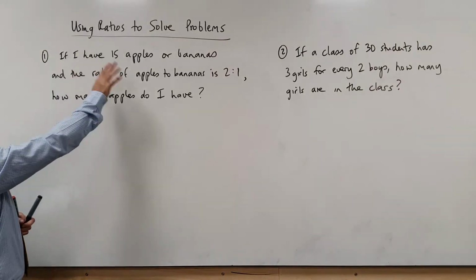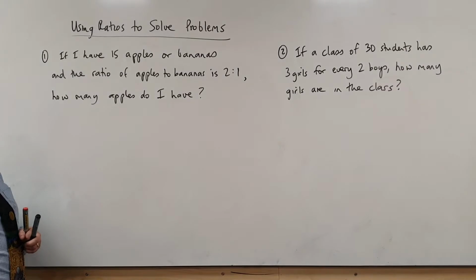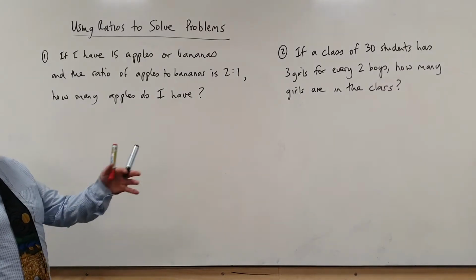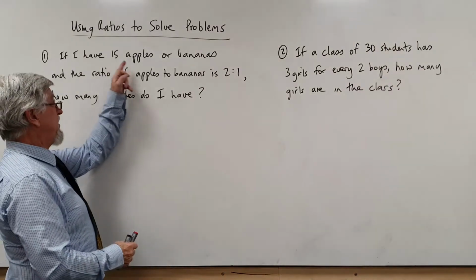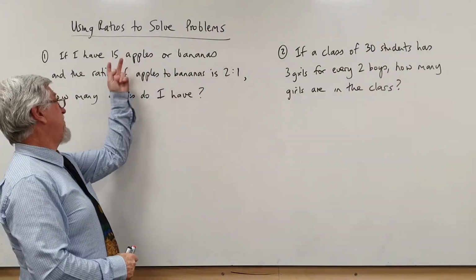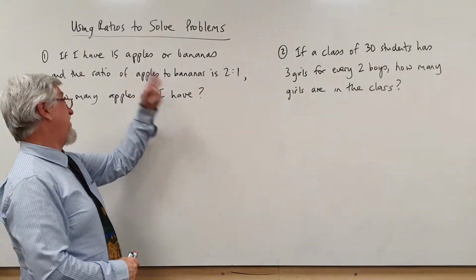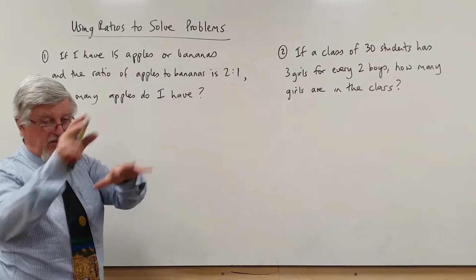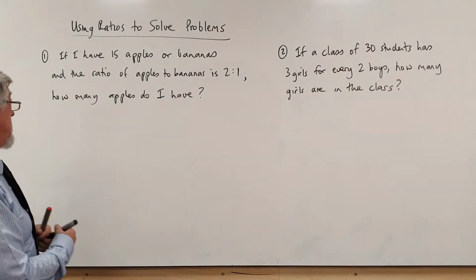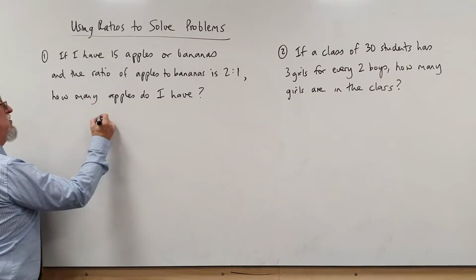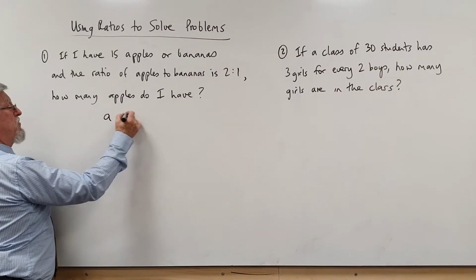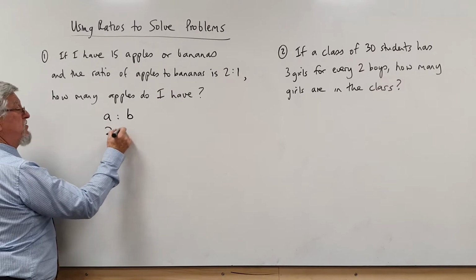If I have 15 apples or bananas, so I've got no oranges, I've got nothing else, I've just got apples or bananas. So I could have 14 apples and 1 banana, or I could have 13 apples and 2 bananas. I could have 2 apples and 13 bananas. You could keep going on, you've got all those possibilities. And the ratio of apples to bananas is 2 to 1. So I'm going to always write down apples to bananas, and the ratio is 2 to 1.